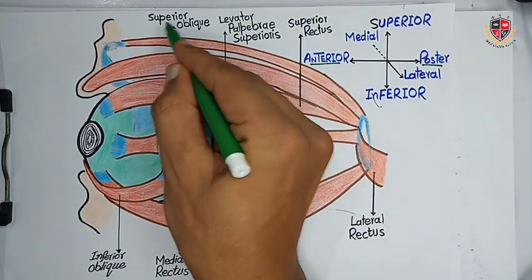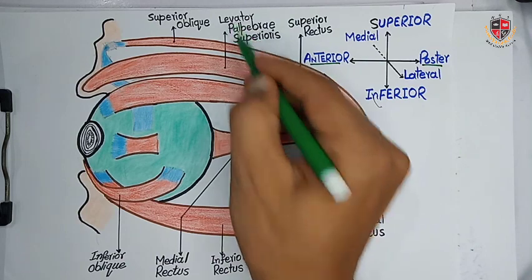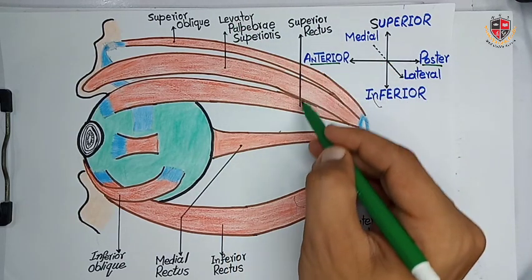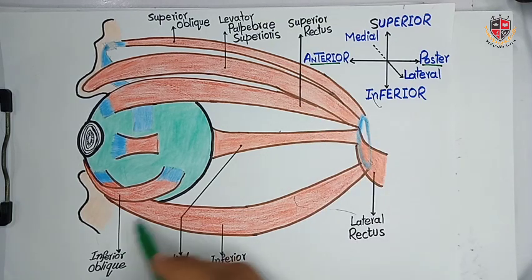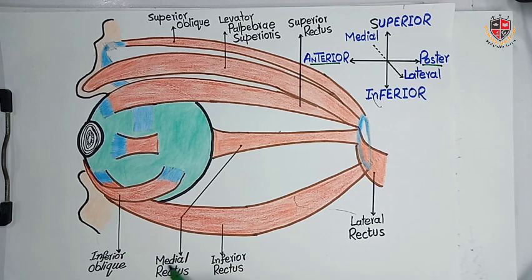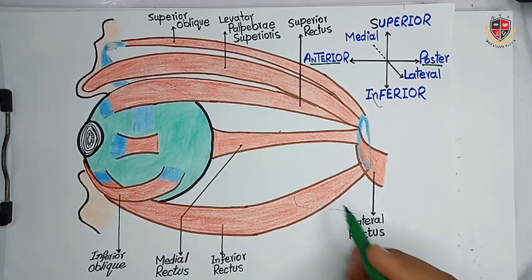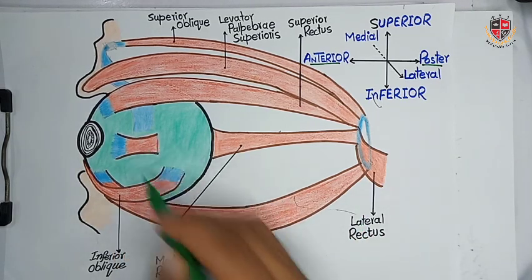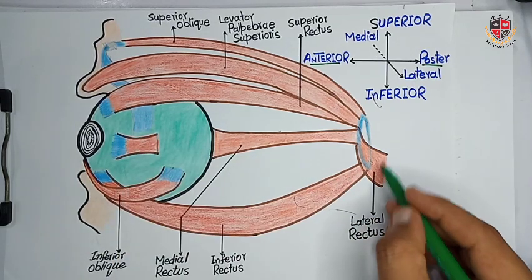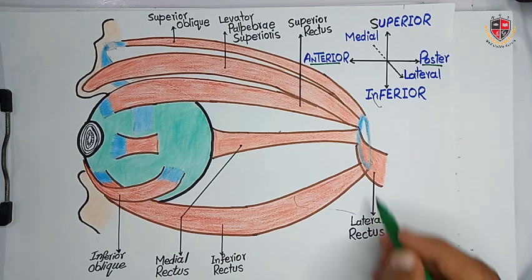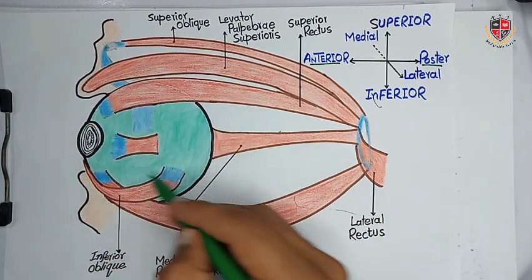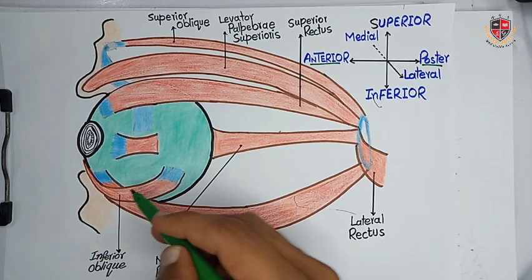Now this is the superior oblique muscle, this is levator palpebrae superioris muscle, this is superior rectus muscle, this is inferior oblique muscle, this is medial rectus muscle, and this is the cut section of the muscle. This is lateral rectus muscle. This is the strap of lateral rectus muscle. This is the eyeball, which is represented in the green area.